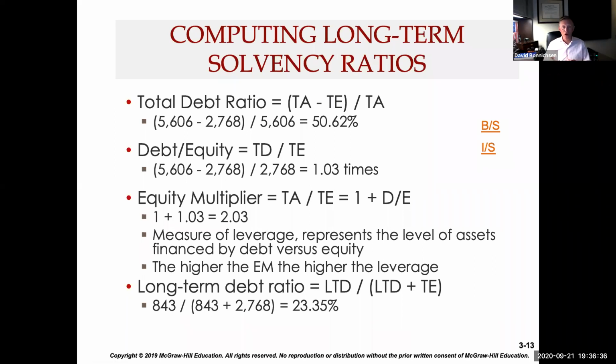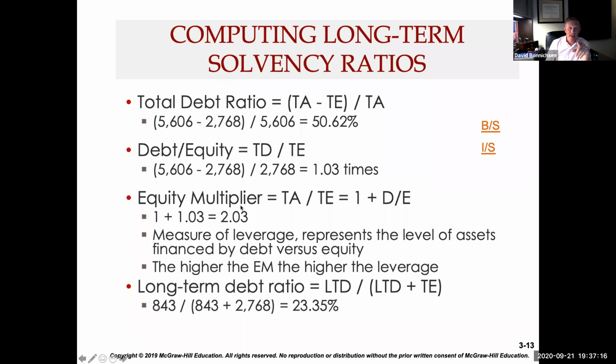So the numerator on the total debt ratio is also found by adding all of the current and long-term liabilities. Okay, so current liabilities plus long-term debt equals total debt, all right? That's what this is. So the total debt is 5606, current and long-term, okay? So this equity multiplier is a measure of leverage, all right? And it represents the level of assets that are financed by debt versus equity, okay?